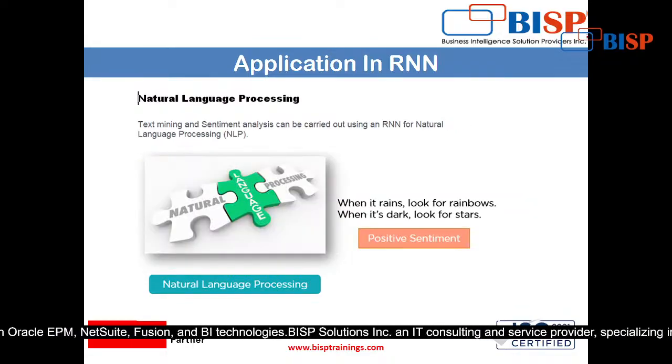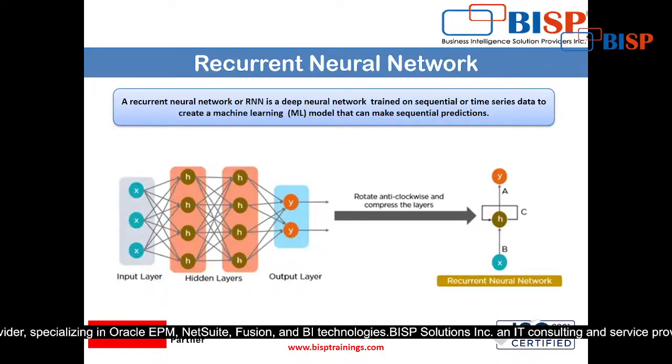Now natural language processing, right? Natural language processing means text mining and sentiment analysis can be carried out using an RNN. So this is used for NLP. Whatever you type, it works on your language, converts it into English and then works on it, right? So that is called NLP with a recurrent neural network. Now see here how this recurrent neural network is used.